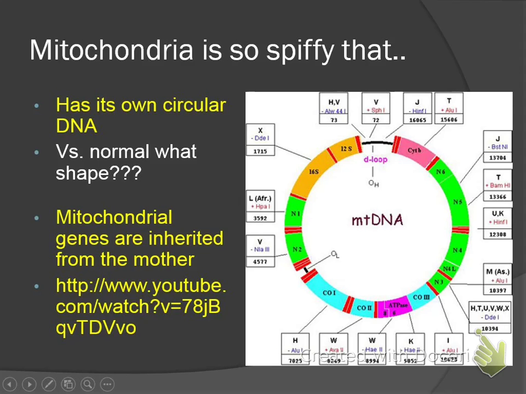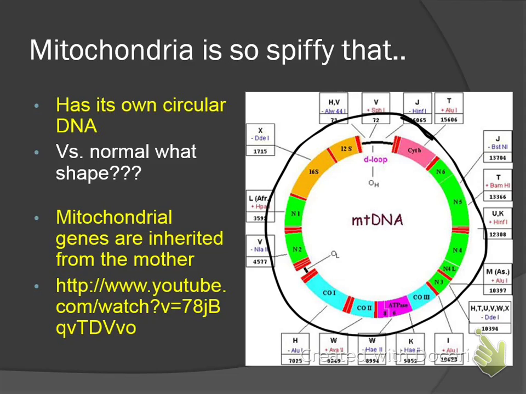Mitochondria is so spiffy, by the way, that it has its own circular DNA. It's called mitochondrial DNA, mtDNA, and it's circular in shape, right here. Your mitochondrial genes are only inherited from your mother. I'll show you a YouTube video afterwards, but mitochondrial genes are only inherited from mom. Dad does not have any part in it. That's how they were able to map that everybody has the mitochondrial DNA from that one woman in Africa, the mitochondrial Eve.